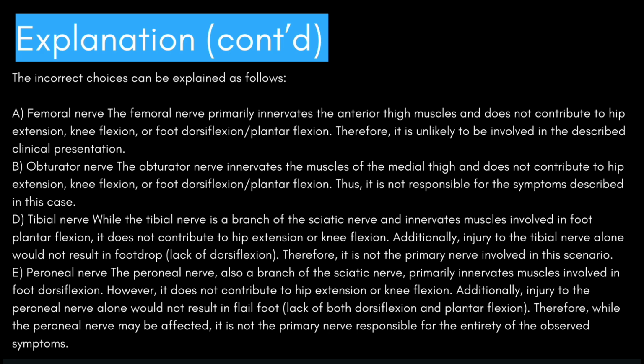Peroneal nerve. The peroneal nerve, also a branch of the sciatic nerve, primarily innervates muscles involved in foot dorsiflexion. However, it does not contribute to hip extension or knee flexion. Additionally, injury to the peroneal nerve alone would not result in flail foot, lack of both dorsiflexion and plantar flexion. Therefore, while the peroneal nerve may be affected, it is not the primary nerve responsible for the entirety of the observed symptoms.